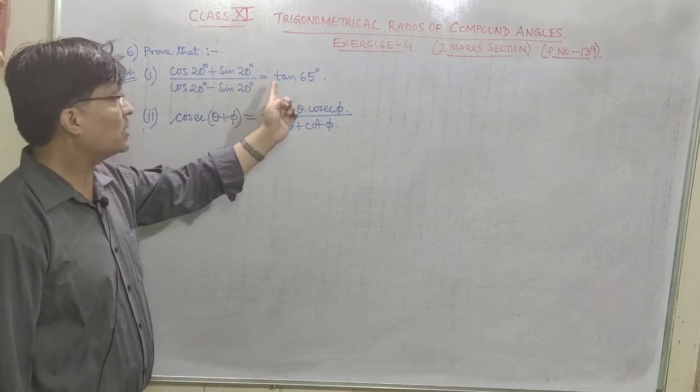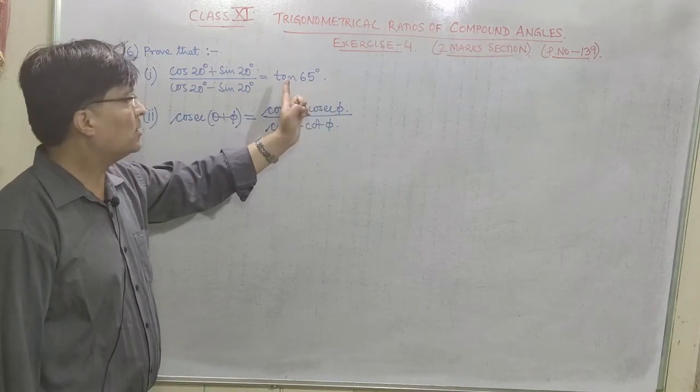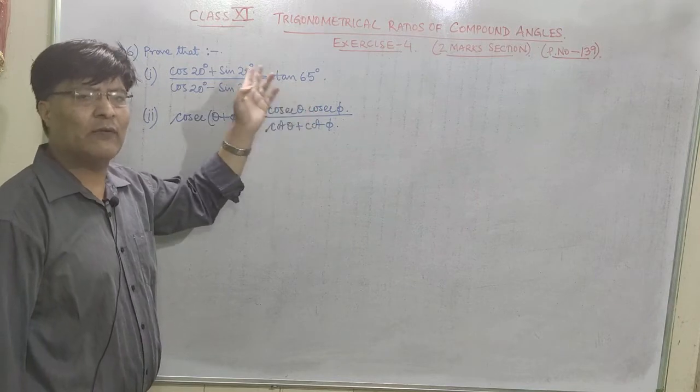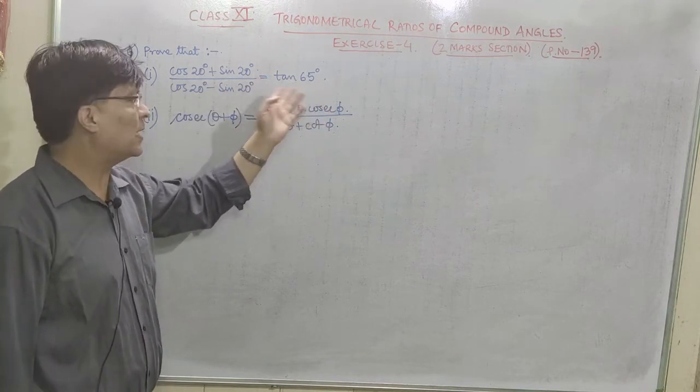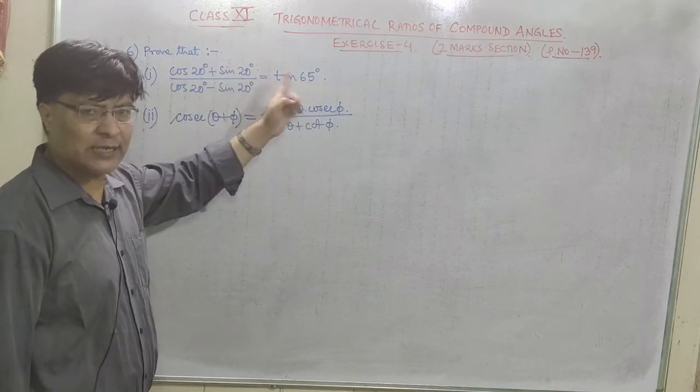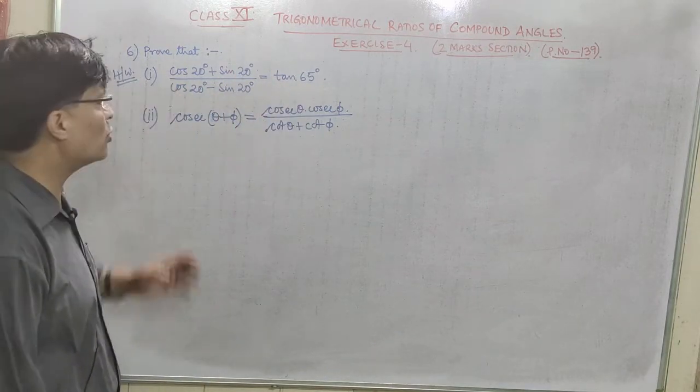Okay. So here RHS is equal to tan 65 degree. This 65 degree can be written in terms of 20 degree by writing it as 45 degree plus 20 degree. Then you can use tan of A plus B. Okay. So prove it from right hand side. That is RHS is equal to LHS. So this is your homework.